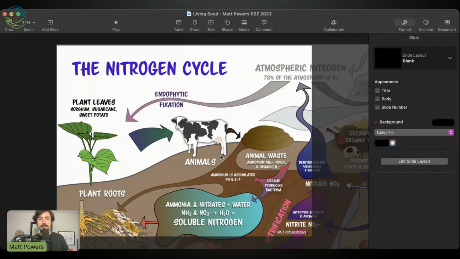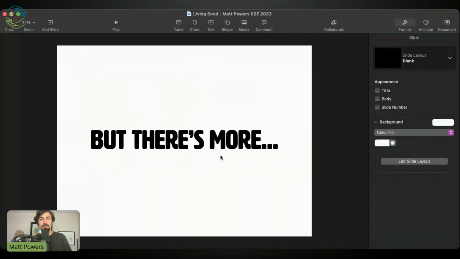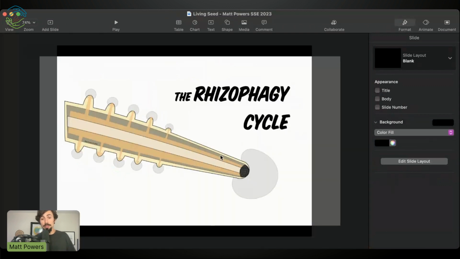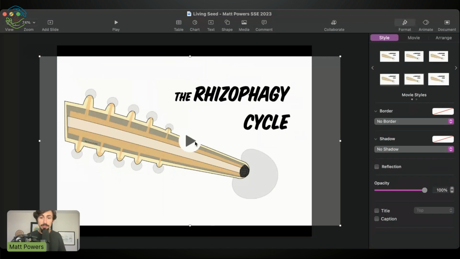And the thing is, most of the nitrogen taken in by plants when they're working properly is from the air. And so when we think about the fact that 78% of the air is nitrogen, of course plants have a relationship with it. So there's more to this. Have you guys heard of rhizophagy yet? Well, I'm here to tell you about it.